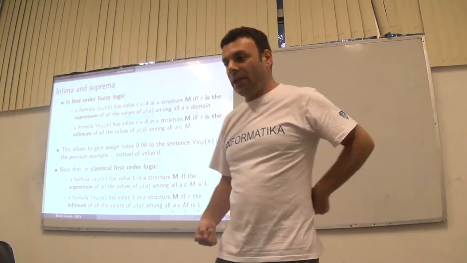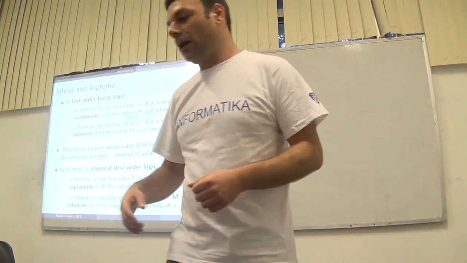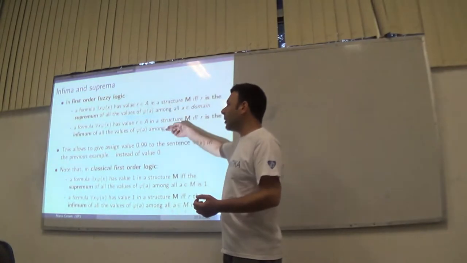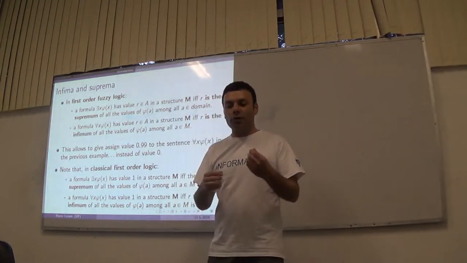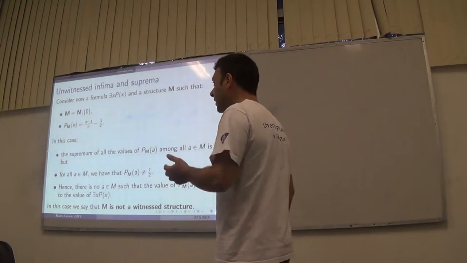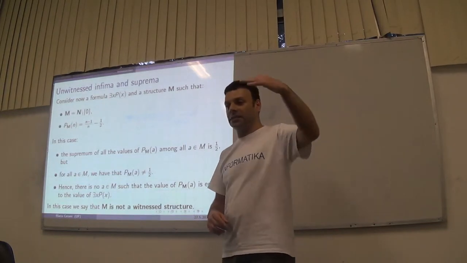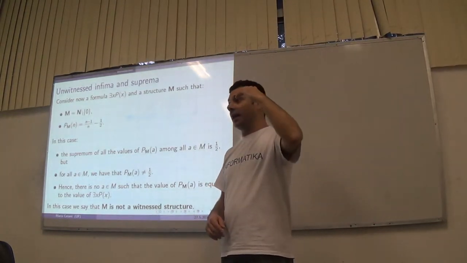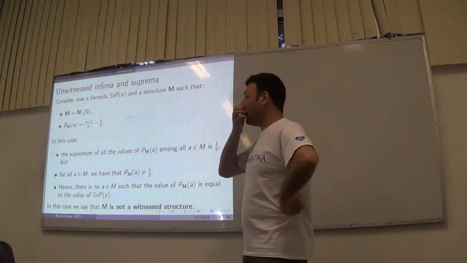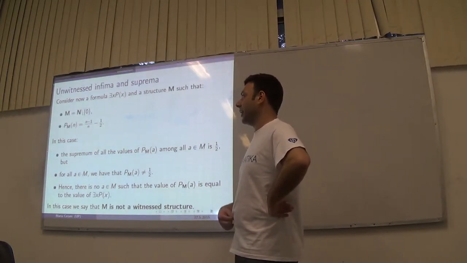But there is a problem. When the set of truth values is infinite, the infimum and the supremum need not coincide with any one of the instances. In classical logic, clearly, if the supremum is one, there is an instance that is one, and if the infimum is one, clearly all are one, so all are instances. When we have an infinite set of truth values, this does not need to be the case.